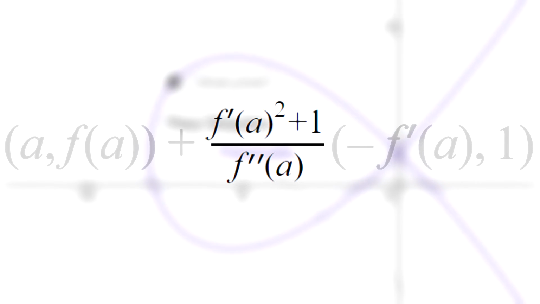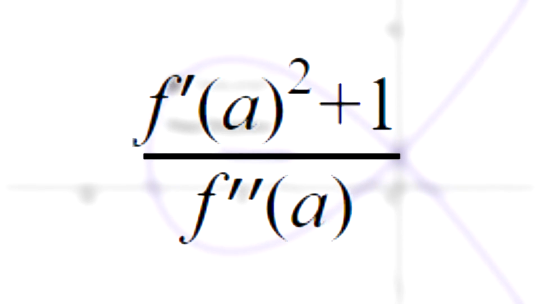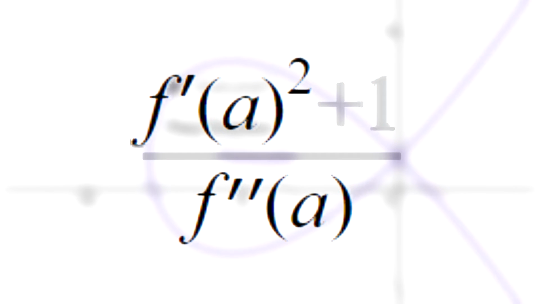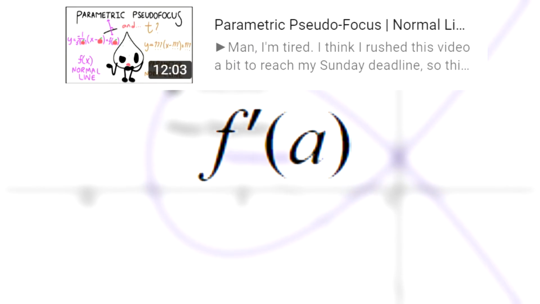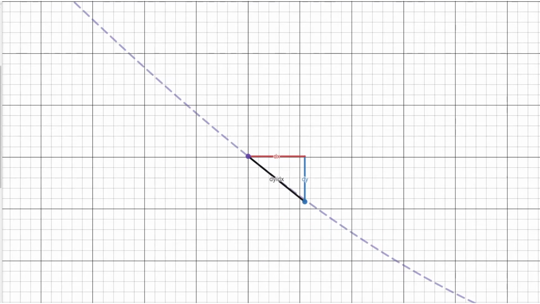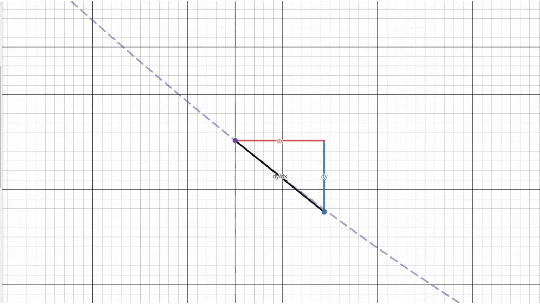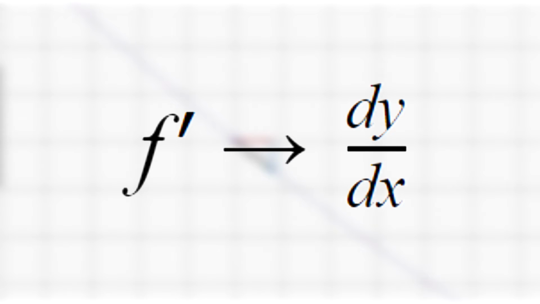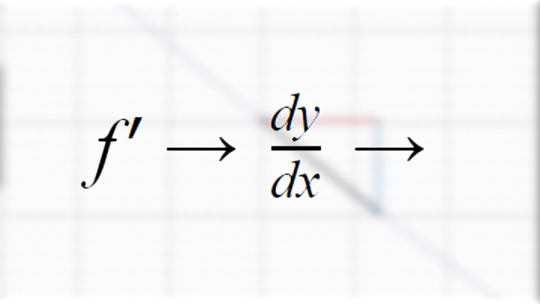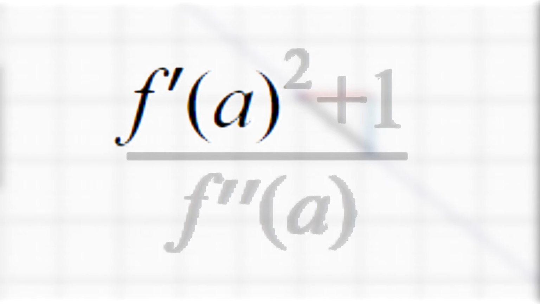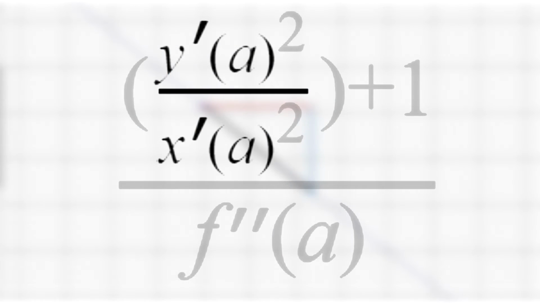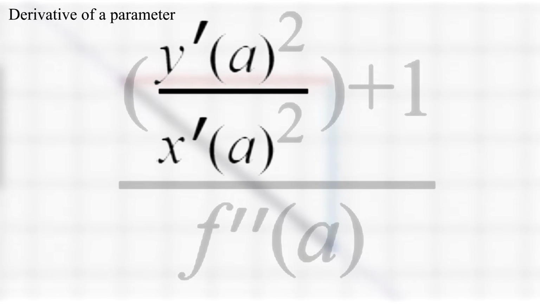Let's move to the factor. Take a good look at this factor first. These f's are the main variables we'll be converting to parametric form. You might know what f prime might be in parameters if you've seen the second episode, where we interpret f prime as the rate of change of y as x changes. If f prime is a dy dx of a function, then a dy dx of a parameter is simply y prime over x prime. So in our factor, f prime a converts to y prime a over x prime a. This fraction here is the derivative of the parameter.